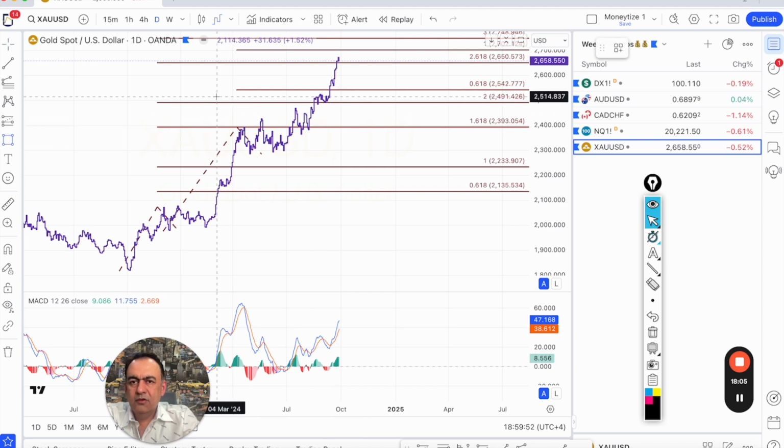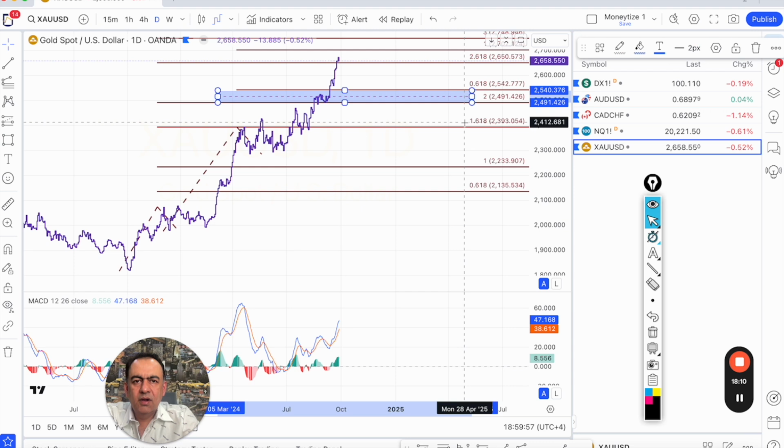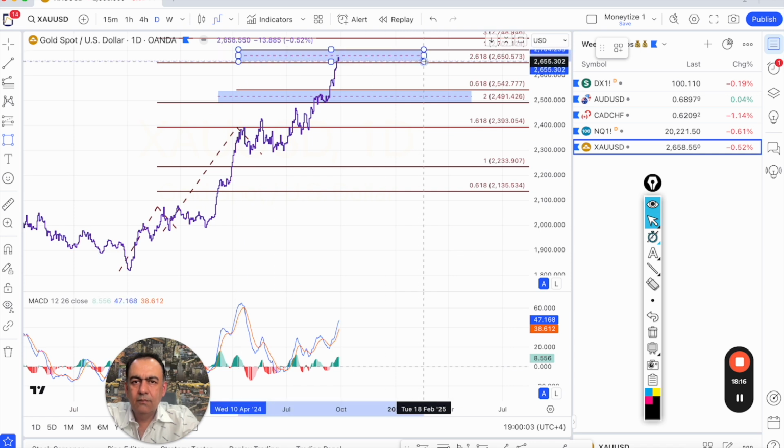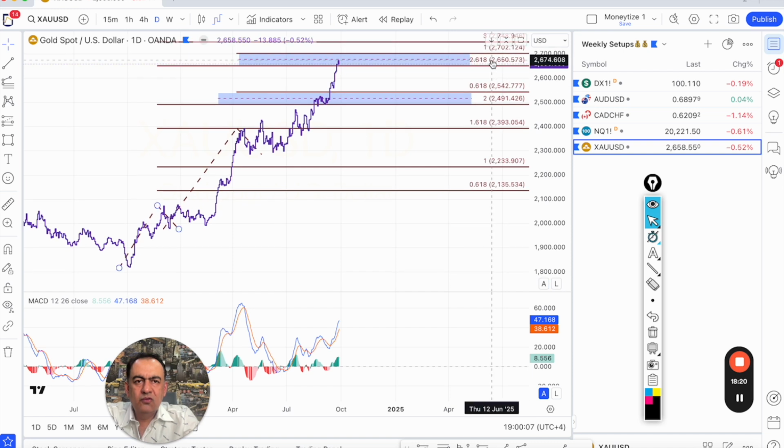So here I'm going to mark the support zone, which is between 2491 to 2542, and the resistance zone is between 2650 to 2702.